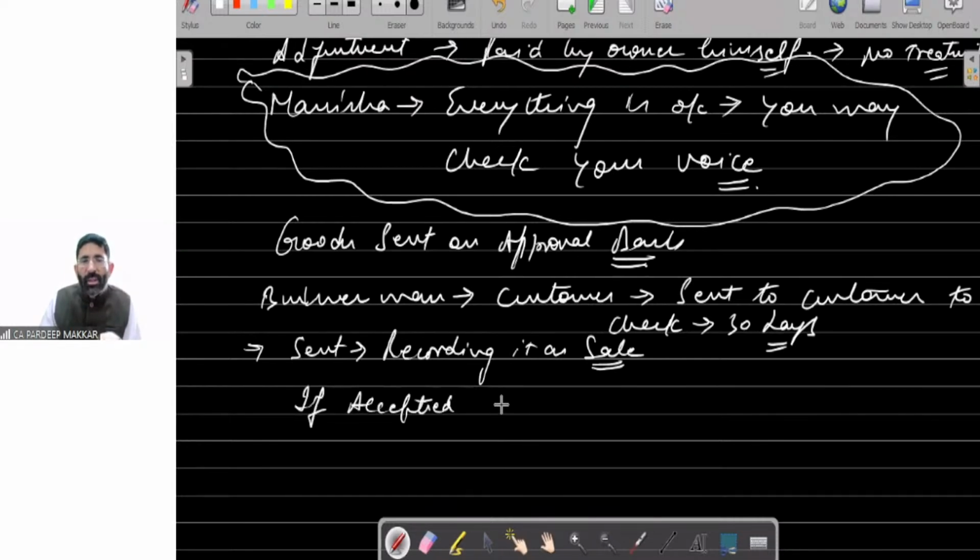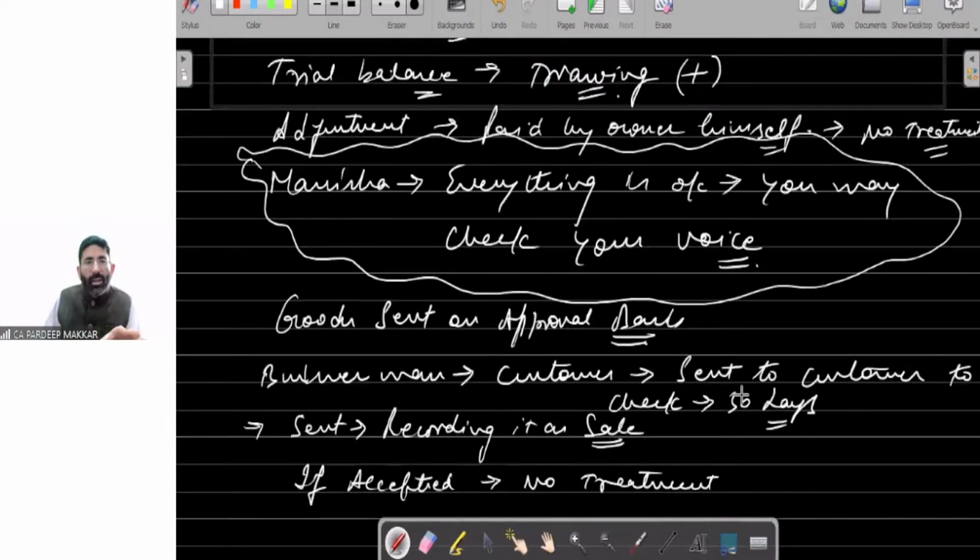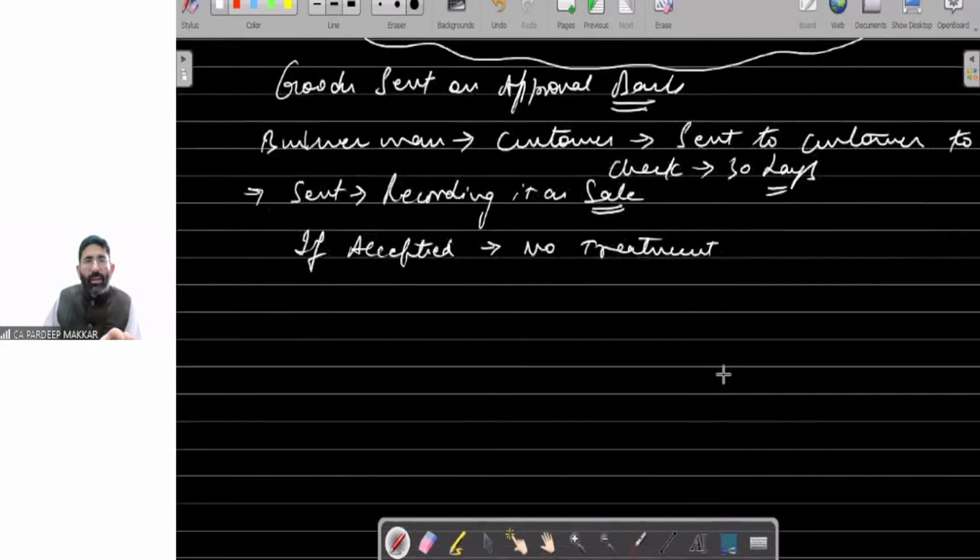If accepted by the customer, then there's no problem. Obviously, we have recorded it as sale, so no treatment, because we have already recorded it as sale. Because if he accepts, what will happen? By accepting, this becomes a sale. We have already entered it as a sale. There's no problem.